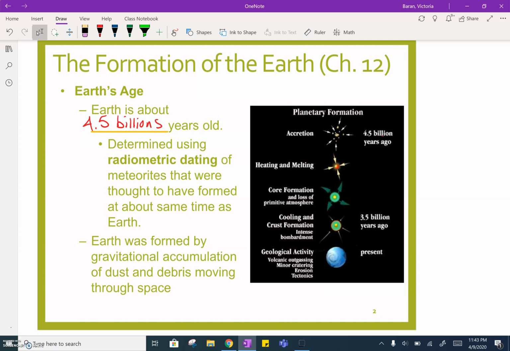How Earth was formed was by gravitational accumulation of dust and debris. So in space there was dust and debris, and over time they start to clump together, and eventually we get this rock, which eventually will become the Earth.